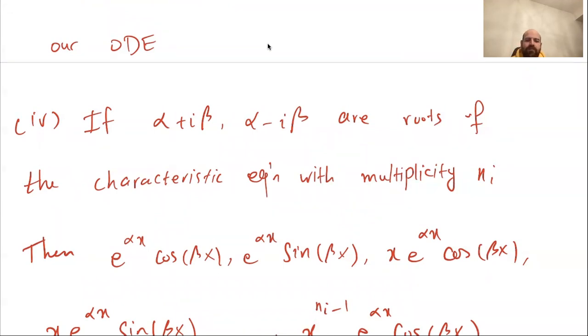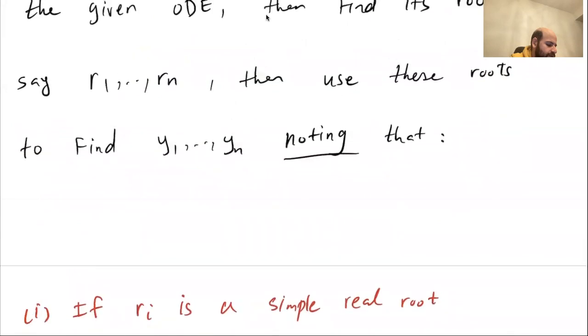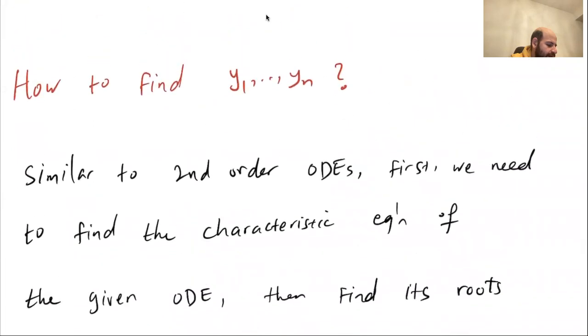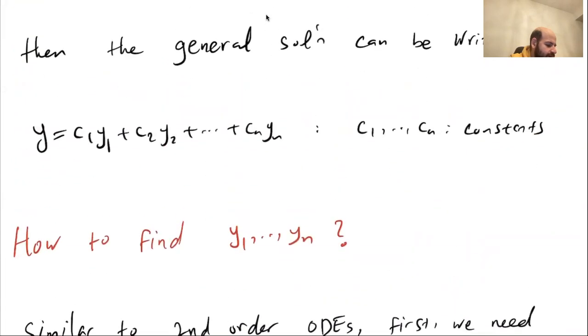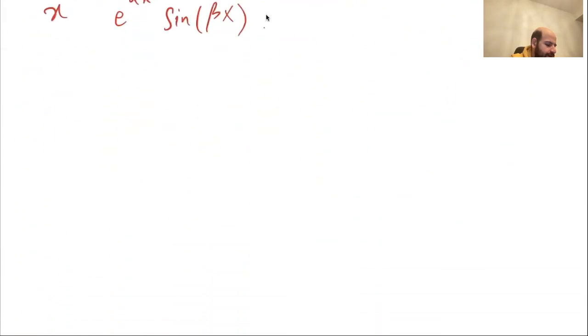So now let's look at some examples to see how we can apply these methods. To find y1 to yn, you use these 4 cases. Once you have your y1 to yn, then the general solution can be written as c1 y1 plus up to cn yn. So let's look at some examples now.